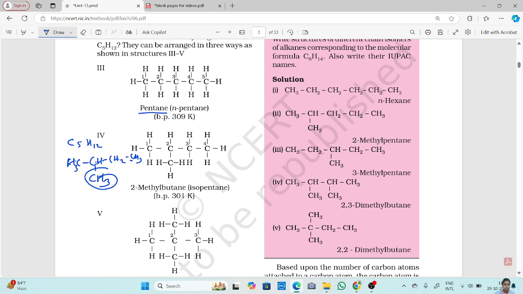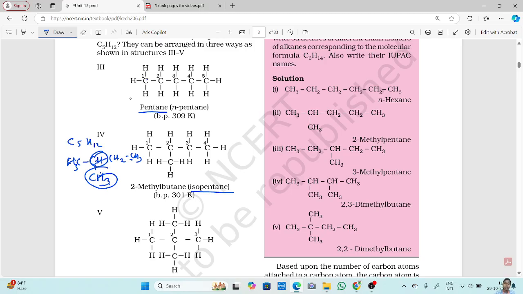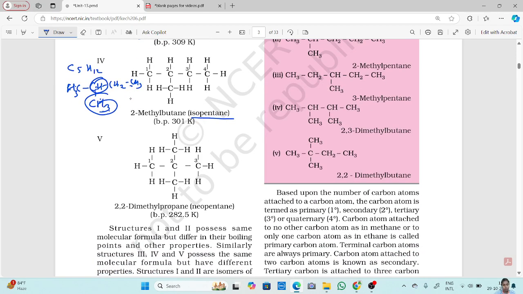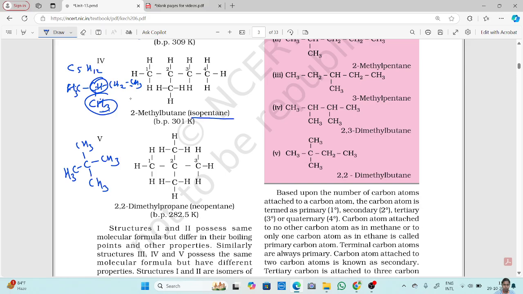1, 2, 3, 4, this is butane. On the second carbon you have a methyl group, so it will become 2-methyl butane or isopentane. Why? On the second carbon you are joining the CH3 group, so it is isopentane. Another form of arrangement for this pentane molecule: since I can show them in 4 carbons, I can show them in 2 carbons also. CH3, C, CH3, CH3, CH3, 1, 2, 3, 4, 5 carbons.